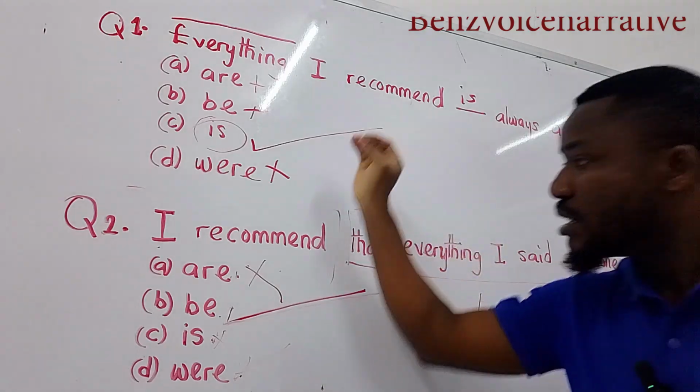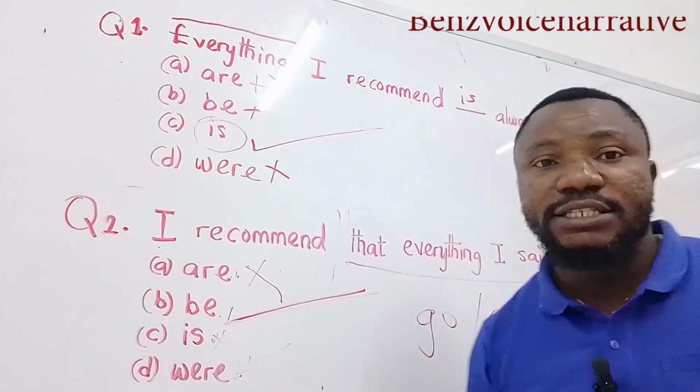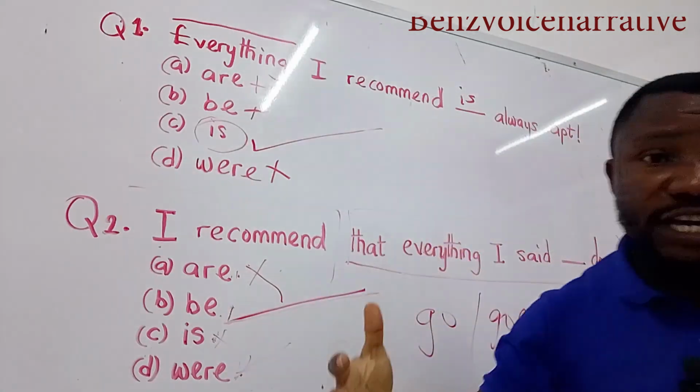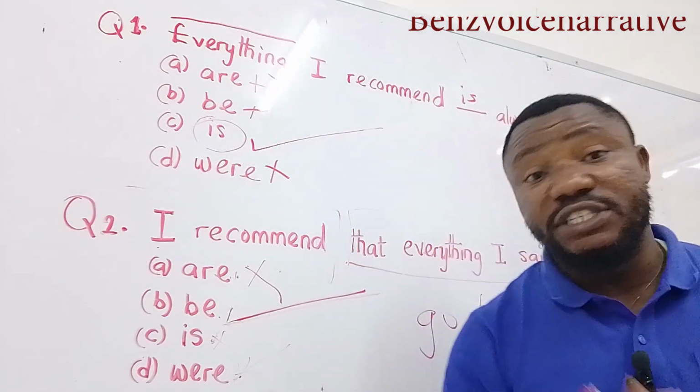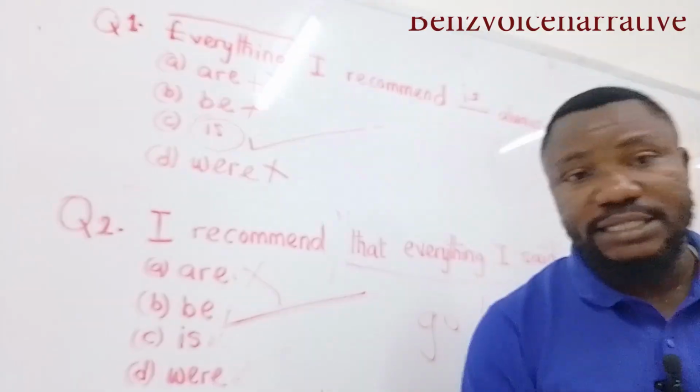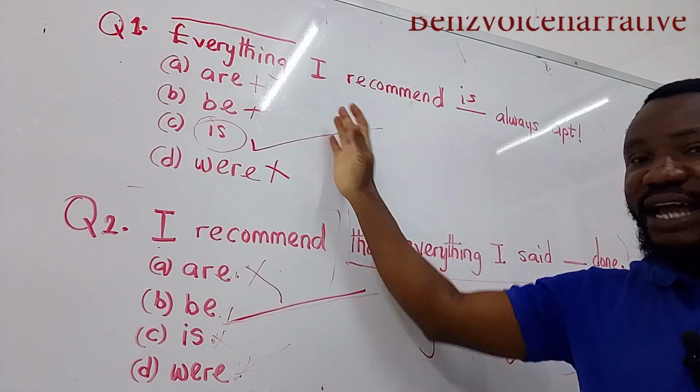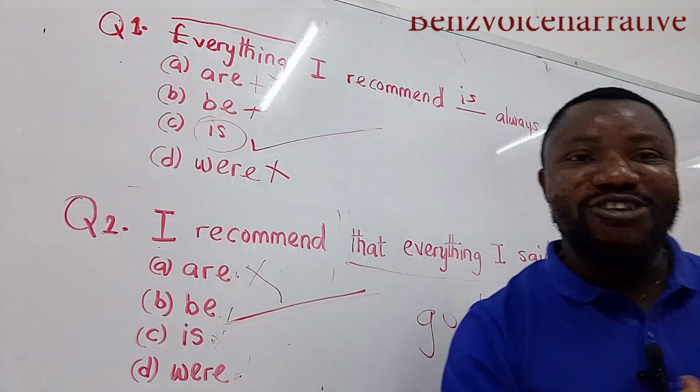And I'm sure that with this talking, with these exercises, you've understood better the explanation of mandative subjunctive concord. If you have any questions, kindly let me know in the comments. And I really want to believe that you got the answers correctly. I'll be checking in the comments right now.